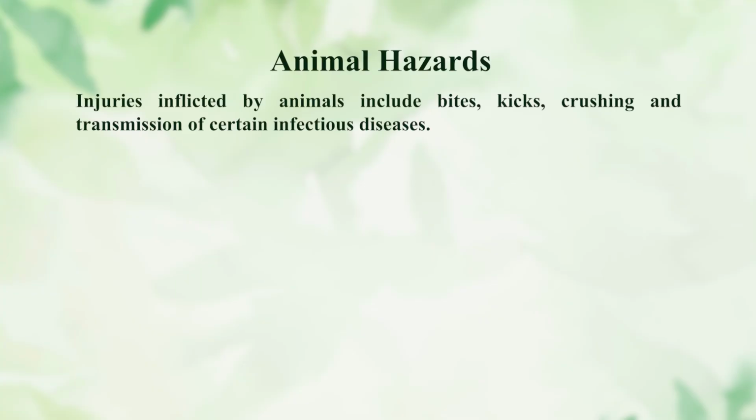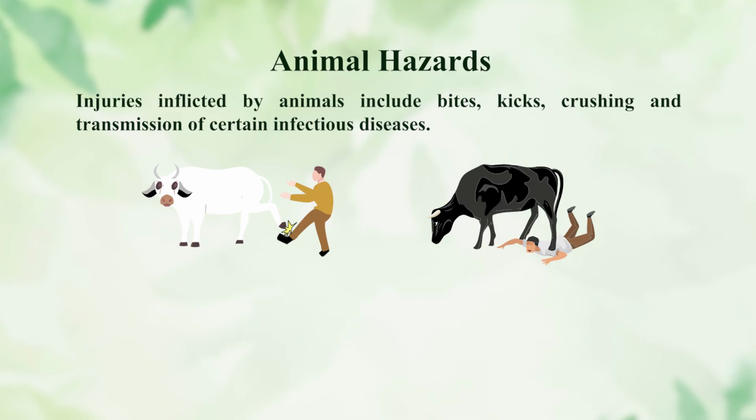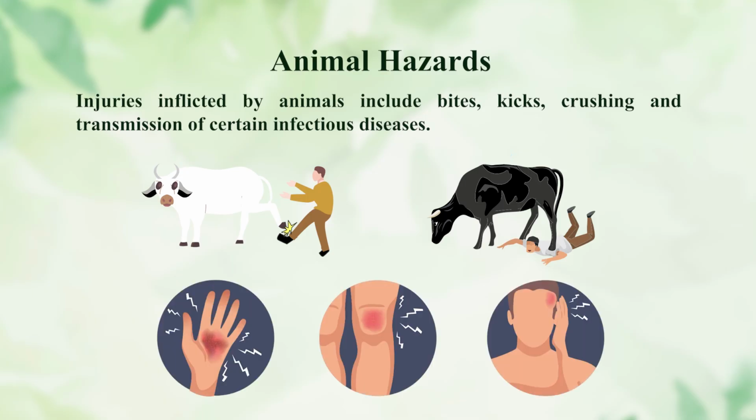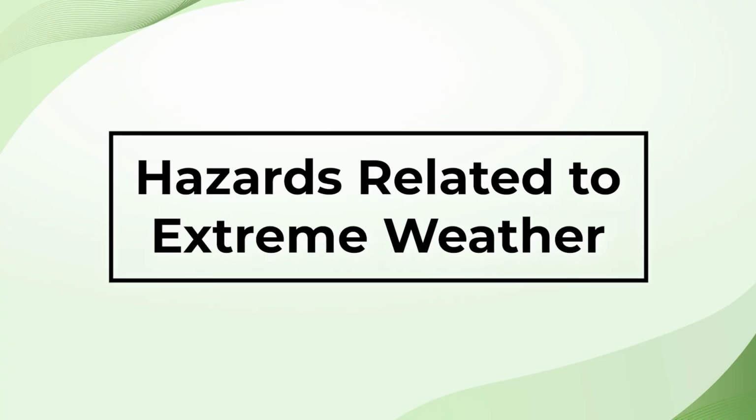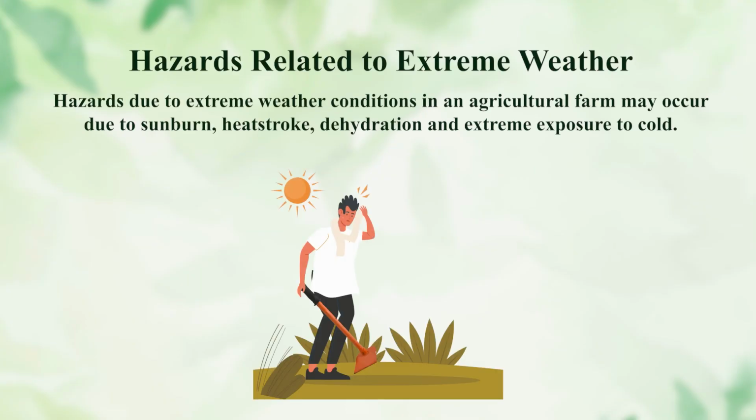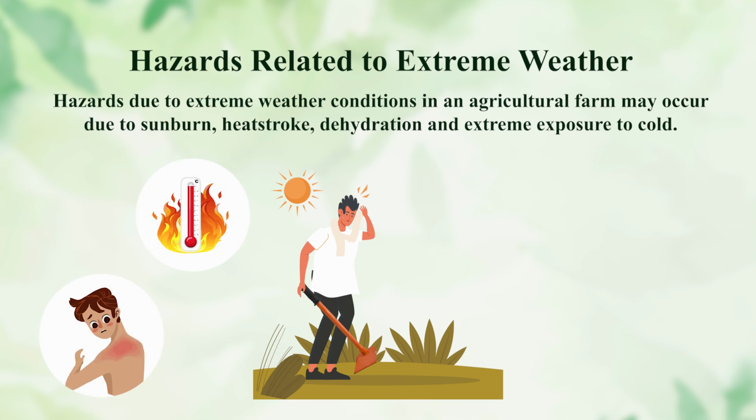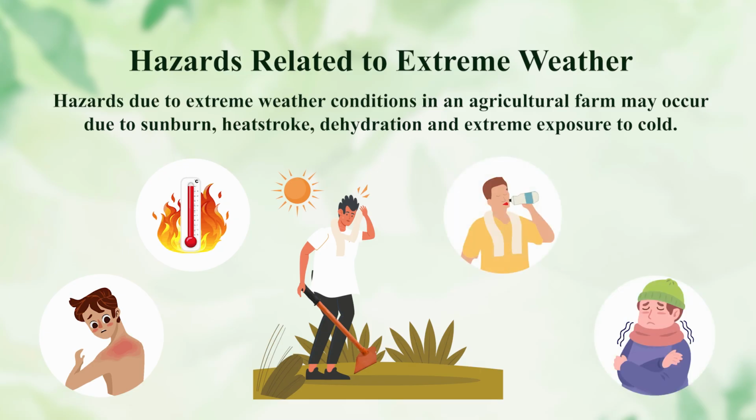Sixth, animal hazards. Injuries inflicted by animals include bites, kicks, crushing and transmission of certain infectious diseases. Seventh, hazards related to extreme weather. Hazards due to extreme weather conditions in an agricultural farm may occur due to sunburn, heat stroke, dehydration and extreme exposure to cold.